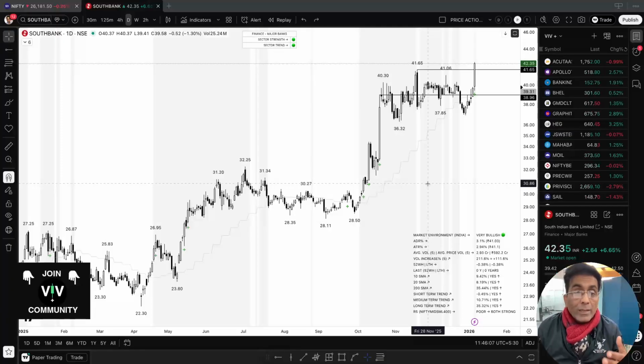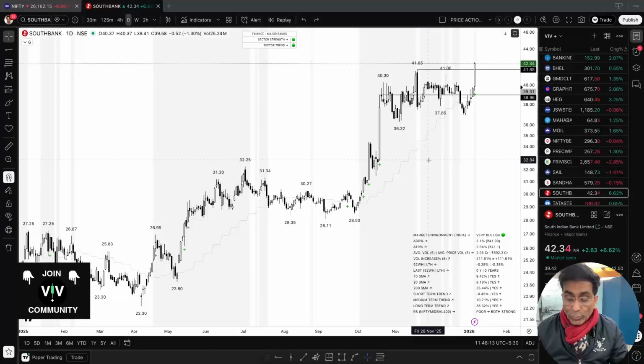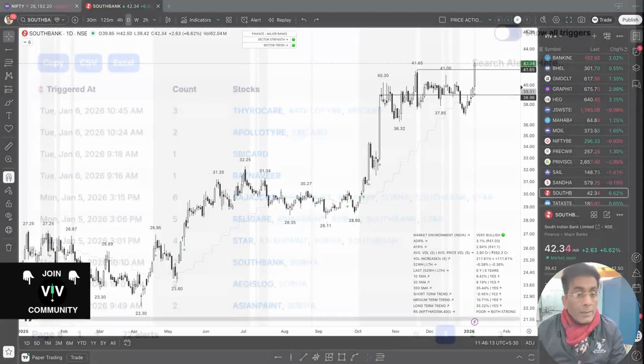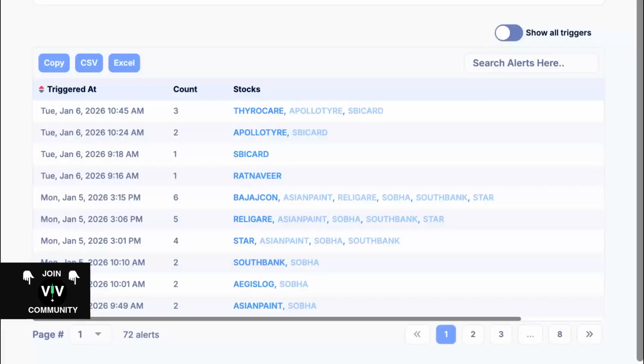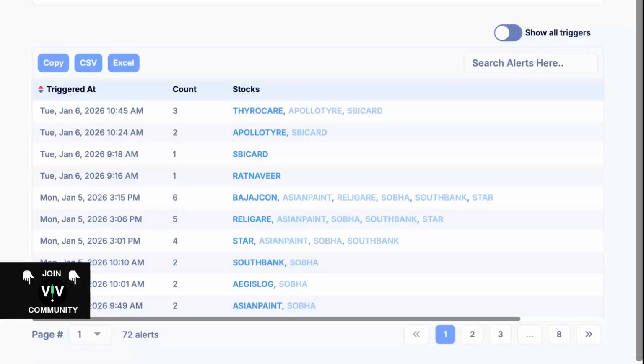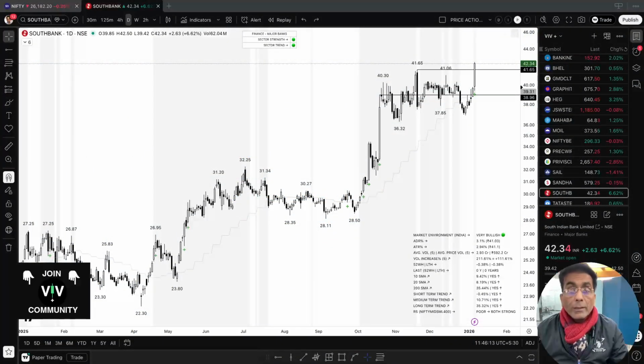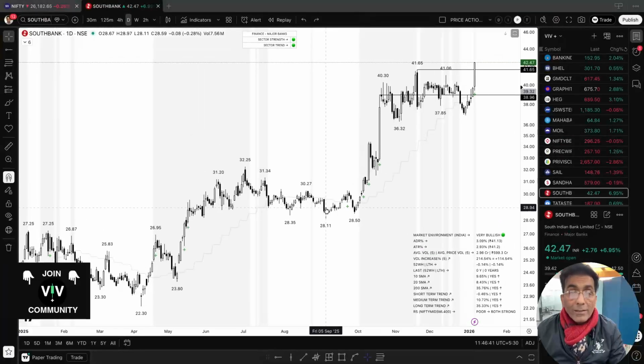Yesterday I took a trade in South Indian Bank. We provide the scanner to all our members who take the subscription. Let me show you. If you see here, yesterday our scanner gave me South Indian Bank. So why South Indian Bank, and why did I take the trade? The reason was very simple: the sector was in trend.